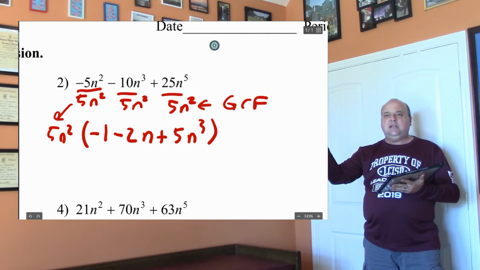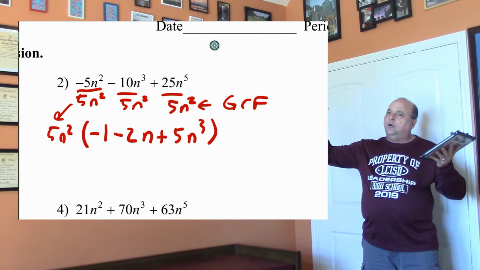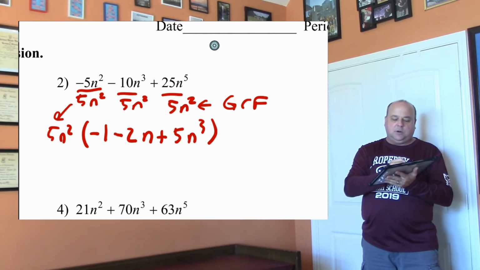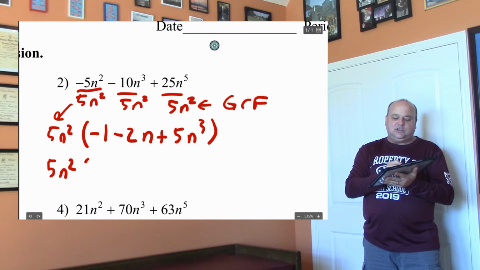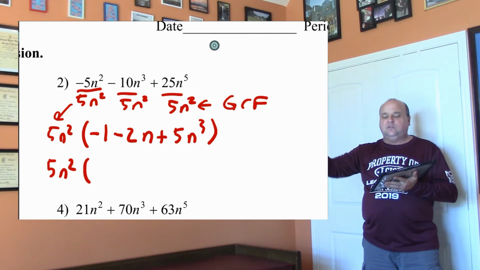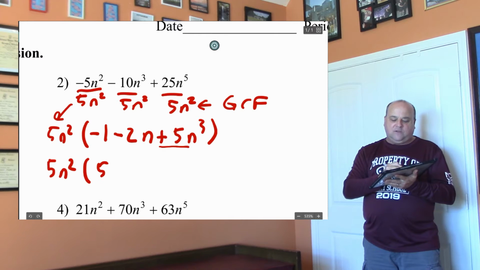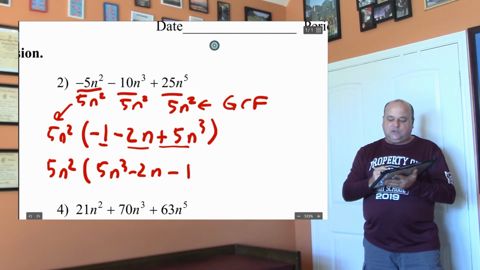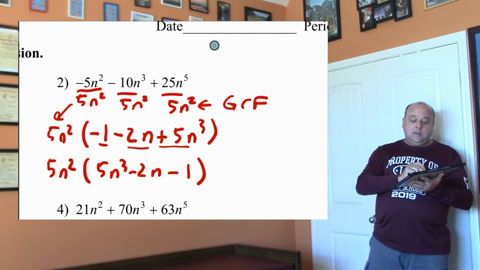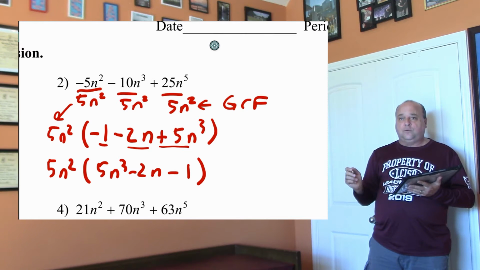Now then, to put it in standard form, it goes from the biggest exponent to the smallest exponent. So we're going to write down the 5n squared, and we're going to rewrite the parentheses and go from the biggest exponent to the smallest. So I'm going to start with the 5n cubed, then the minus 2n, then the minus 1. This would be called a cubic equation because it has a biggest exponent of 3.